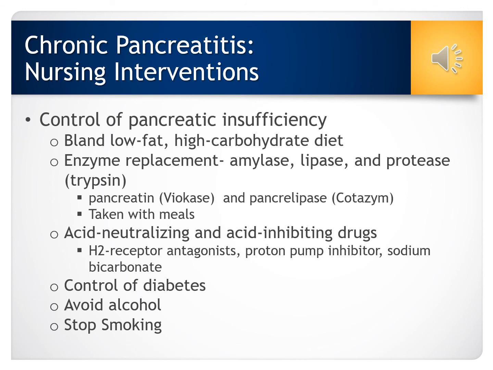Patients with chronic pancreatitis have to have control of their pancreatic insufficiencies. To do this, they must be instructed to follow a bland, low-fat, high-carbohydrate diet. They need to take their enzymes with their meals. They also should take acid-neutralizing and acid-inhibiting drugs, such as H2 receptor antagonists or proton pump inhibitors. They need to control their diabetes, avoid alcohol, and also be given information on smoking cessation.